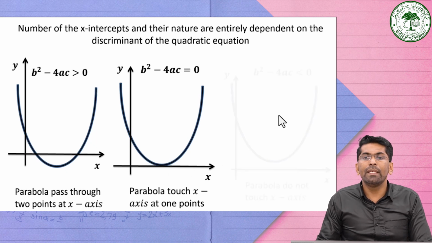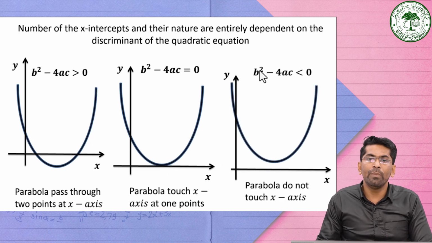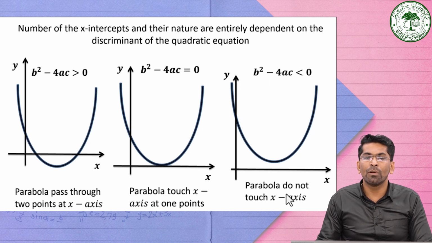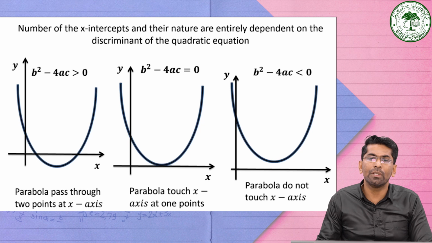Similarly, if the discriminant is negative, that means b square minus 4ac is less than 0, then the quadratic equation has two complex conjugate roots. Geometrically, this corresponds to a graph of the quadratic function that does not intersect. Here it is not touching the x-axis in the real number system. So in this case, where b square minus 4ac is less than 0, the parabola does not touch the x-axis.